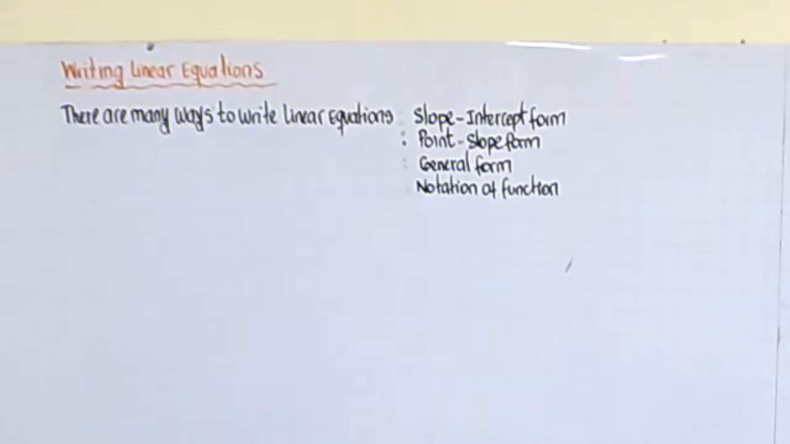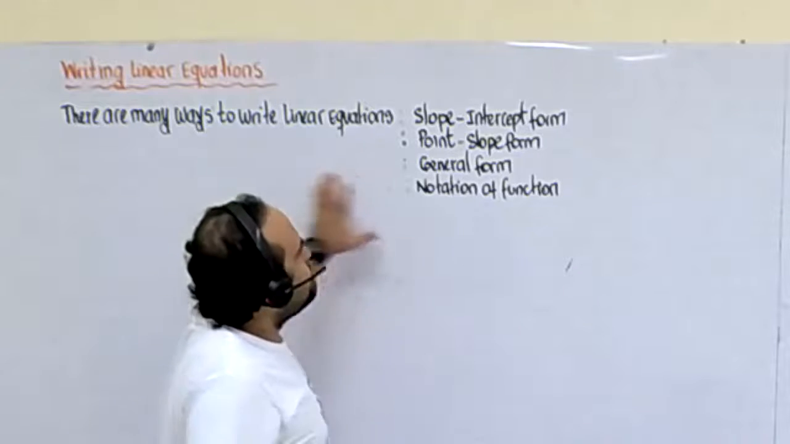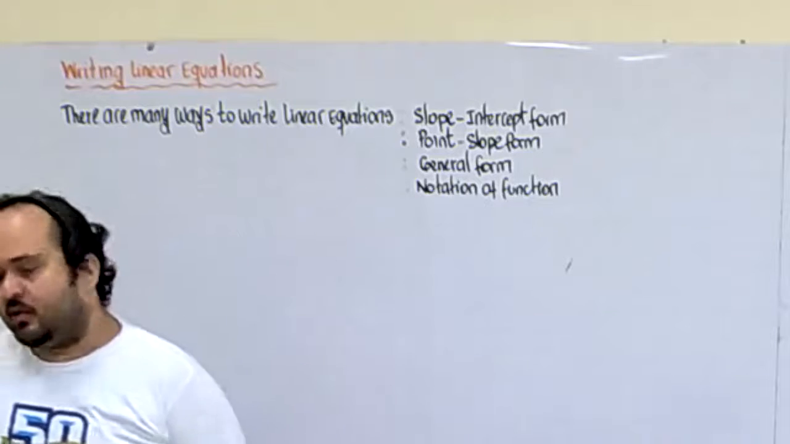All right, there are many ways we can write linear equations. One of them is the slope intercept form. The second one we can learn is the point slope form. Another one will be the general form, and the last one is notation of function. Okay, in these four ways you can write these linear equations, my dear students.